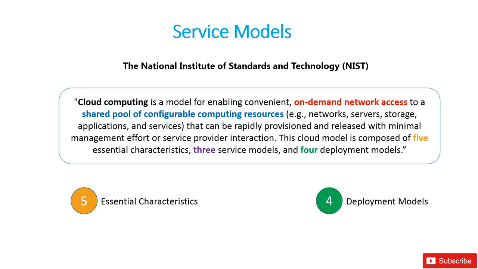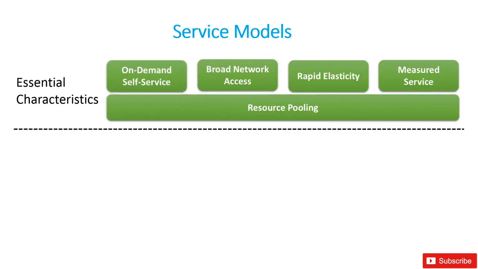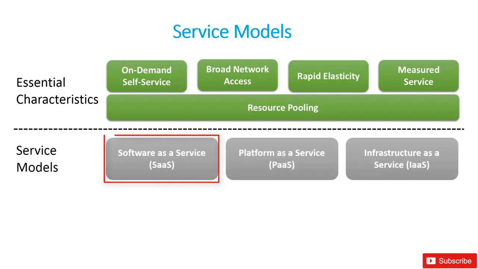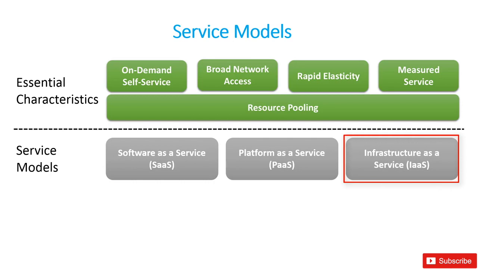Now, the next important definition of cloud computing is related to the main service models, and according to this definition there are actually 3 service models. Let's see them on a diagram. The different kinds of services that a cloud computing platform provides can be grouped together into the following service models: software as a service, platform as a service, and last one is infrastructure as a service.